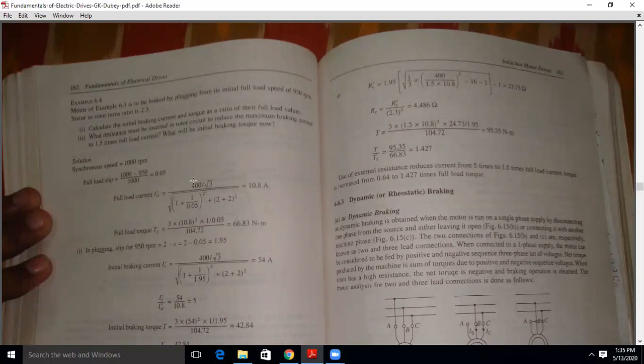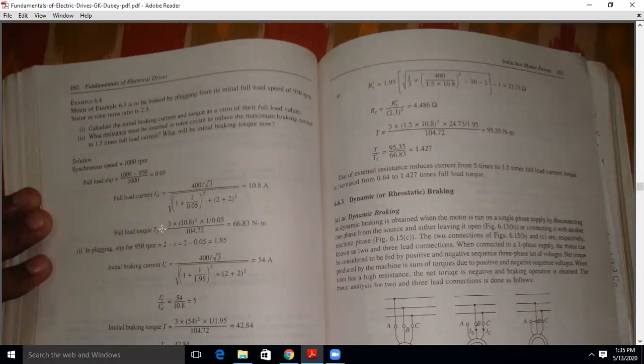In order to have that full load current, again it is V under square root, 1 plus 1 divided by 0.05 square plus 2 plus 2 square, and this is your 10.8 ampere. This is full load current.